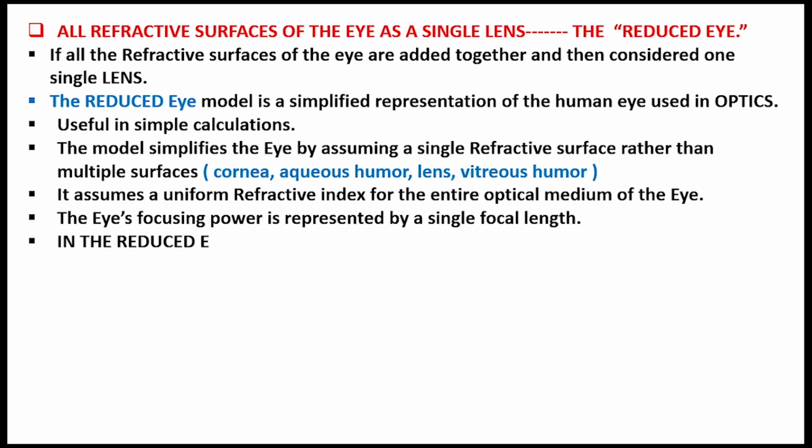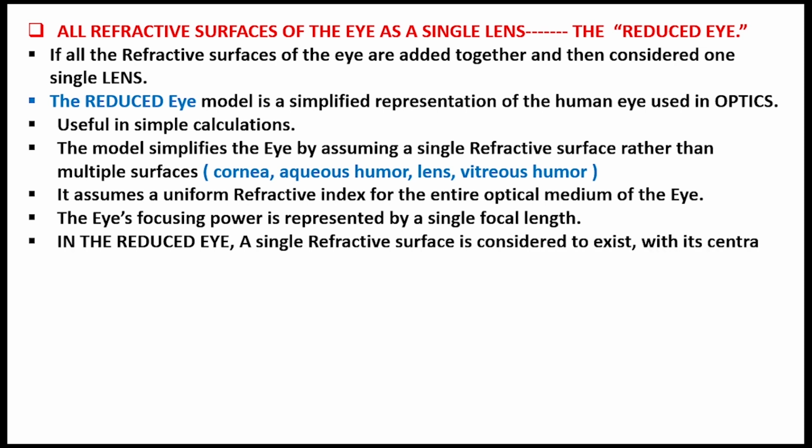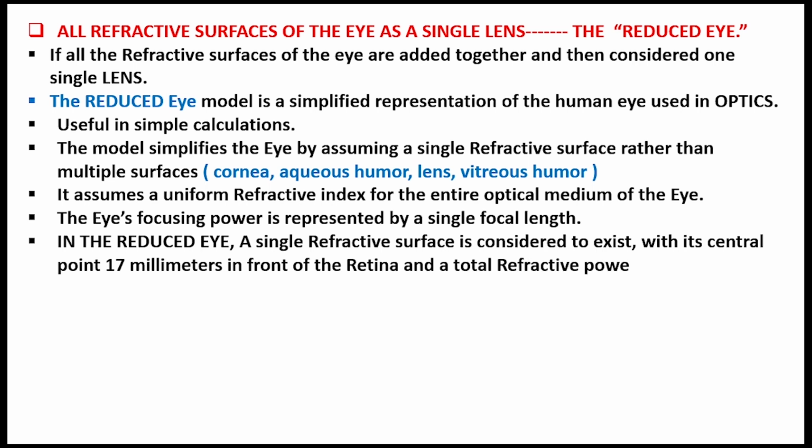In the reduced eye, a single refractive surface is considered to exist, with its central point 17 mm in front of the retina and a total refractive power of 59 diopters when the lens is accommodated for distance.